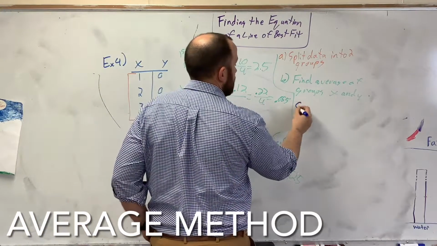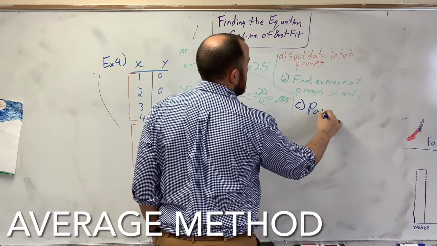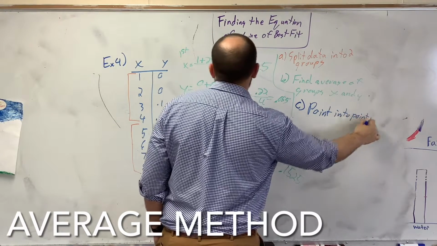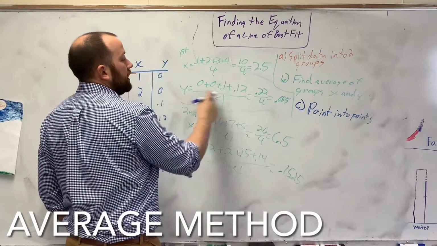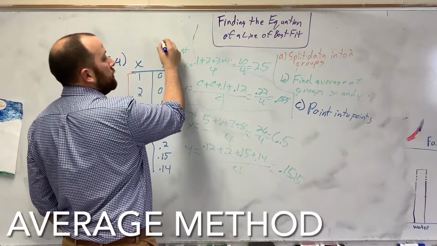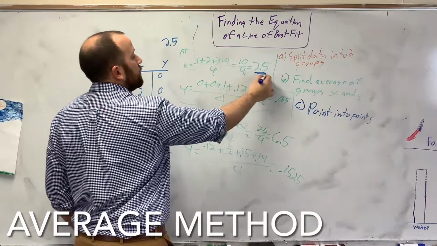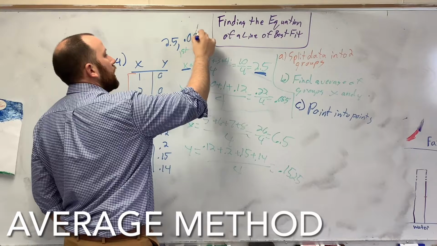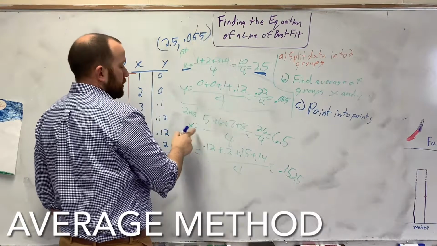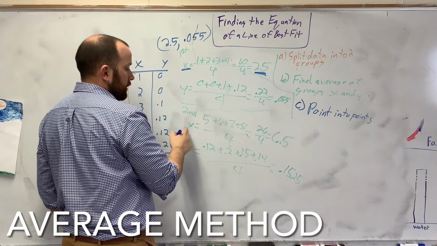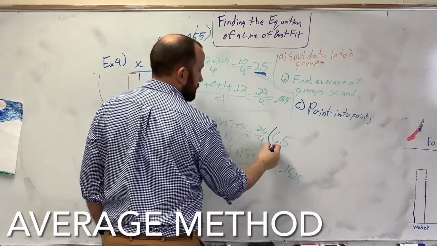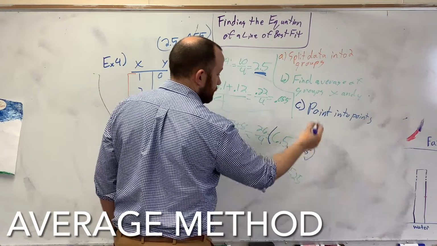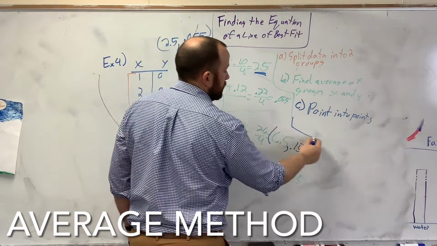So I'm going to put them into points. All right, I have my X and my Y here. My first point will be 2.5 for my X, comma, 0.055. My second point has an X of 6.5 and a Y of 0.1525. There we go. We're on a roll.